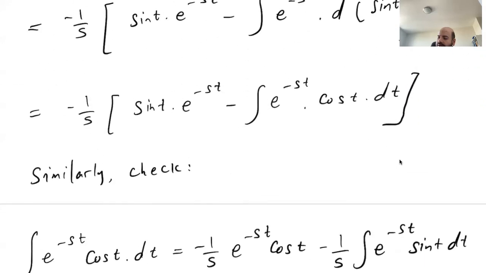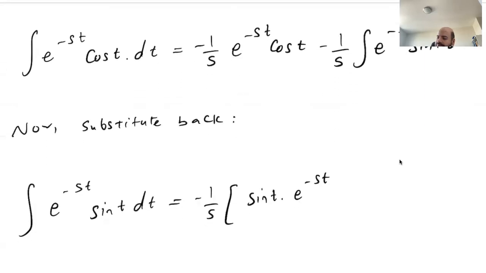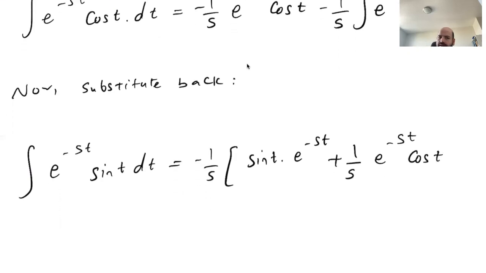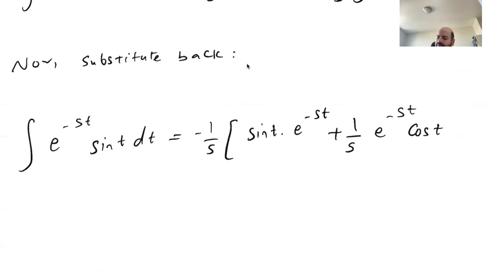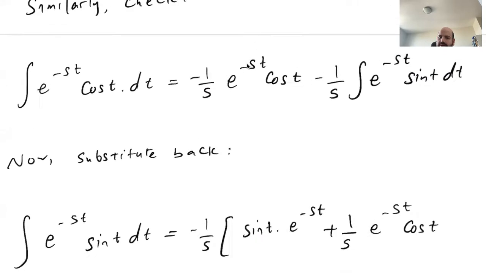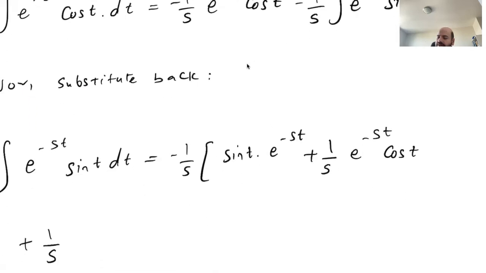So it's going to be minus this expression, so it becomes plus 1 over s e to the power minus st cos t, and then plus 1 over s integral e to the power minus st sine t dt.